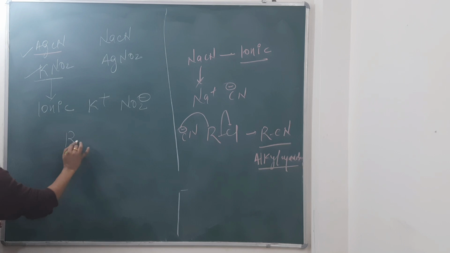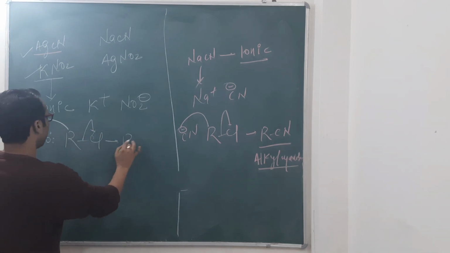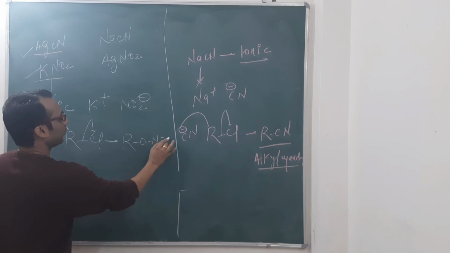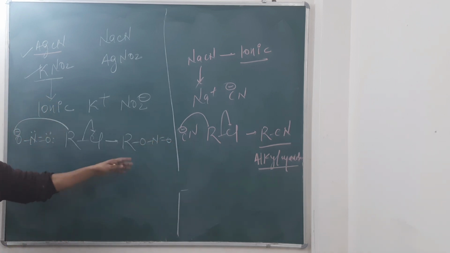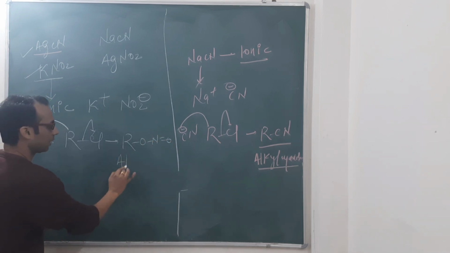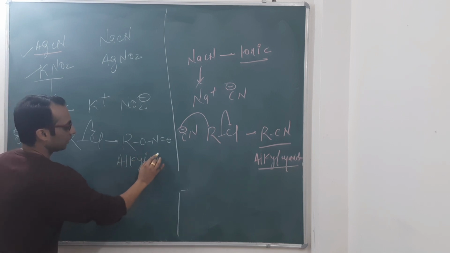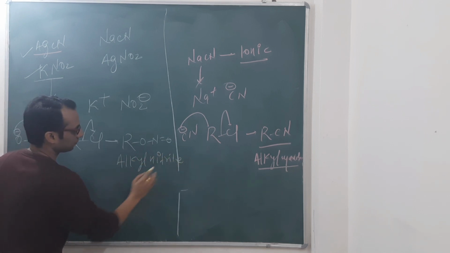So when we take the alkyl halide, O and double bond O, here is a lone pair, and here is also a lone pair with negative charge. So this negative charge is going to attack on the alkyl position and the halogen leaves. So the compound R-O-N=O, alkyl nitrite, is formed.